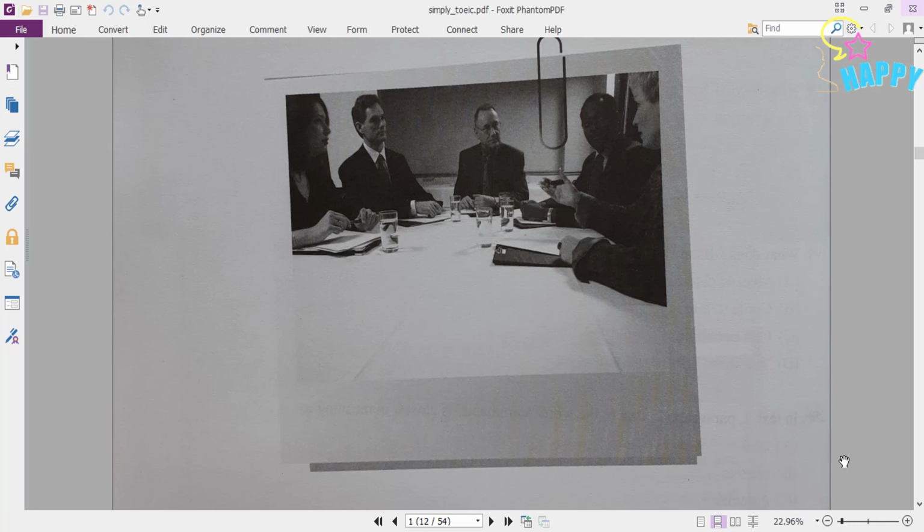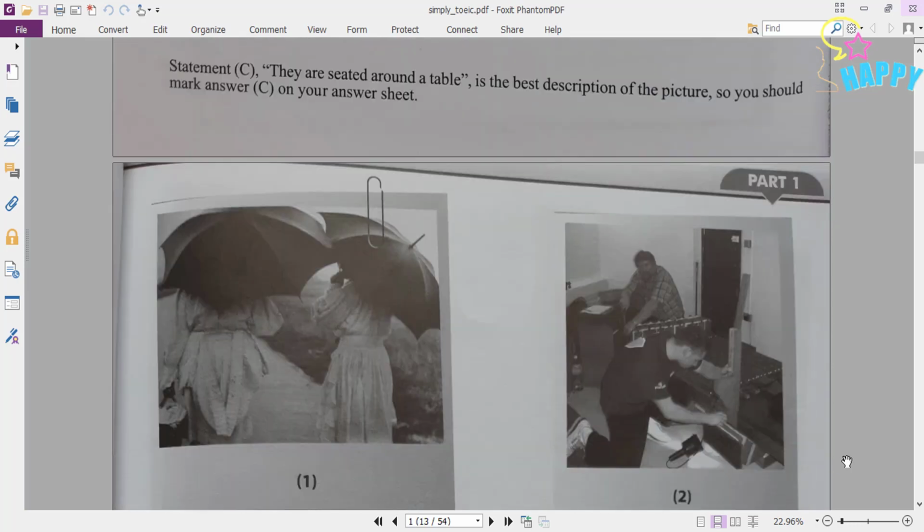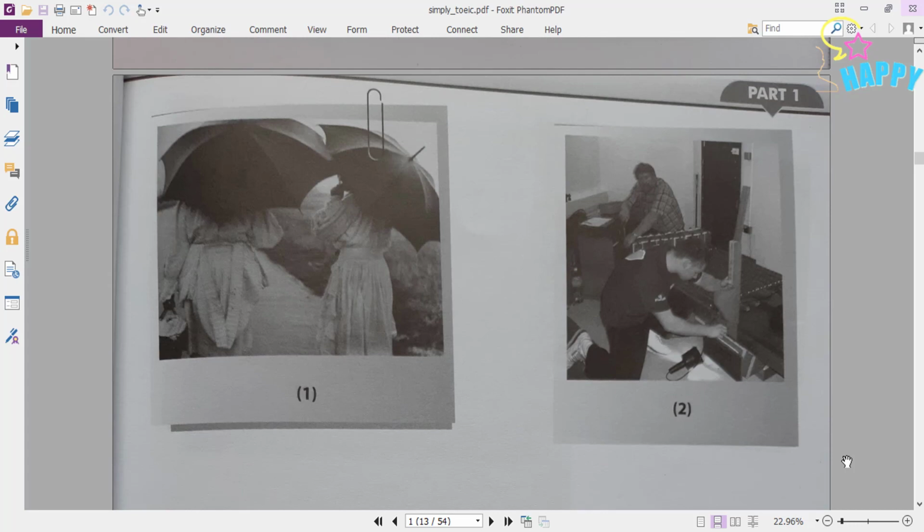A. They have gone out for a drink. B. 4 people are taking notes. C. They are seated around a table. D. 1 person is giving a lecture. Statement C, They are seated around a table, is the best description of the picture, so you should mark answer C on your answer sheet. Now part 1 will begin.